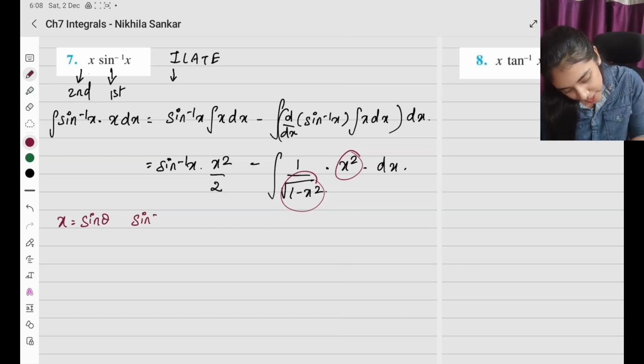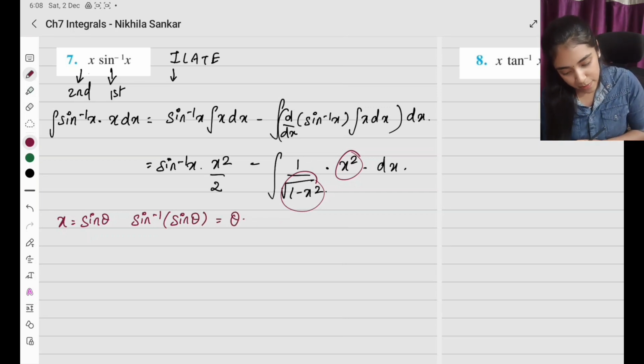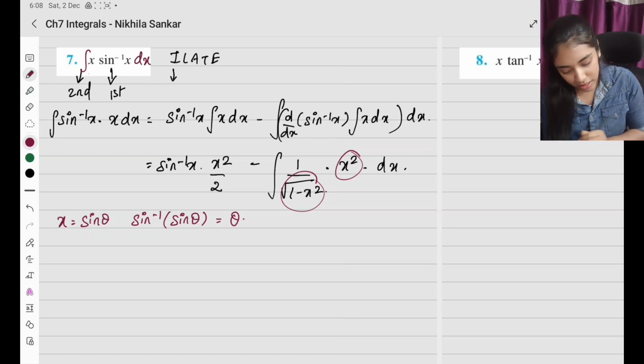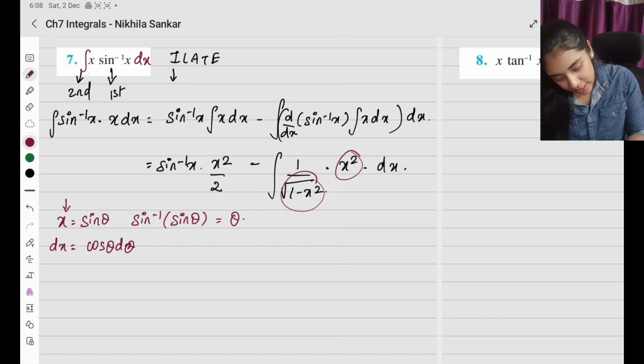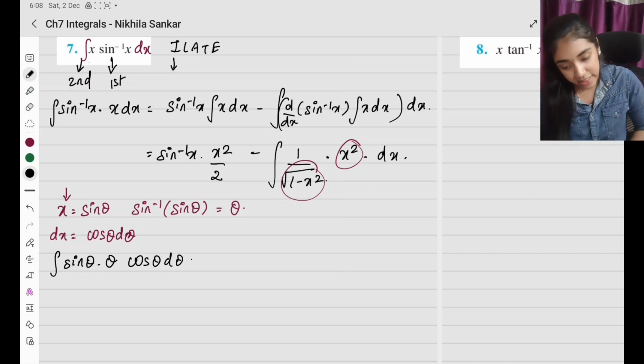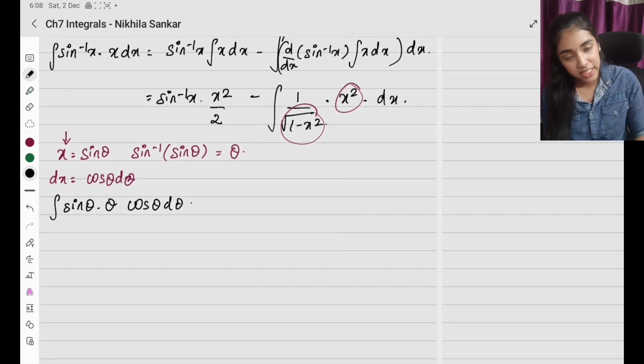So what is sine inverse of x? Sine inverse of sine theta is going to be simply theta. So when I make this substitution, I need dx. So now in terms of d theta: if x equals sine theta, I have dx equals cos theta times d theta. So how does my integral change? Integral of sine theta times sine inverse of sine theta, which is theta, times dx, which is cos theta d theta.